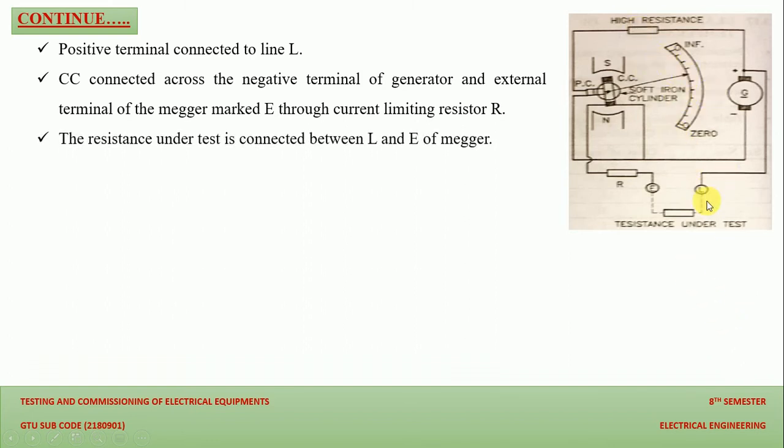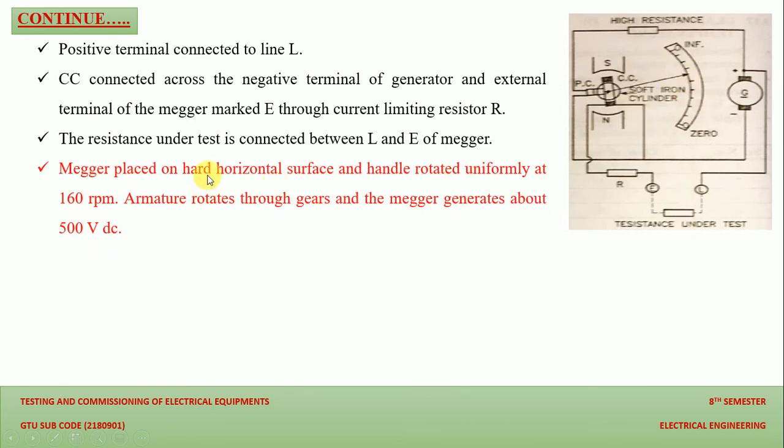The resistance under test, meaning the material or element whose insulation resistance we are measuring, is connected between L and E. The Megger must be placed on a horizontal surface. This is the most important point to keep in mind while measuring insulation resistance. The handle is rotated at a uniform speed, say 160 rpm, as per the standard, by hand.